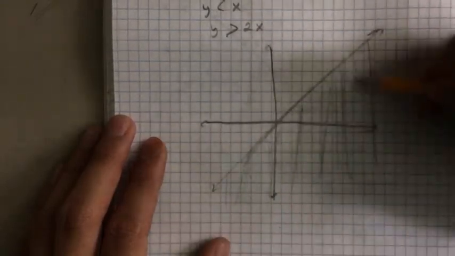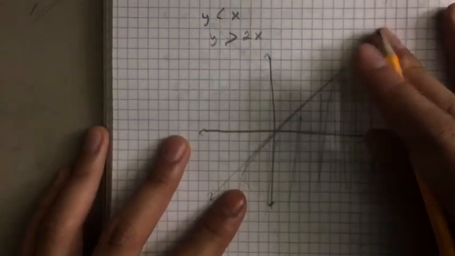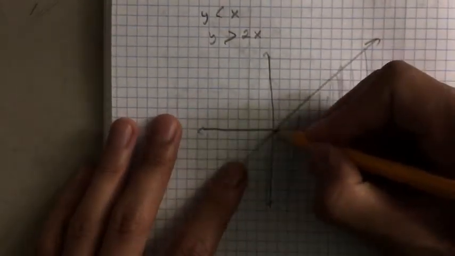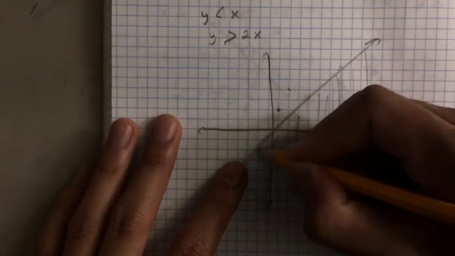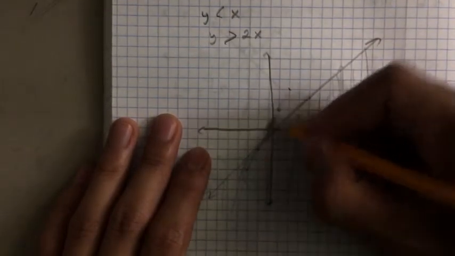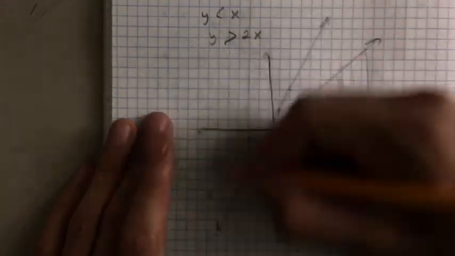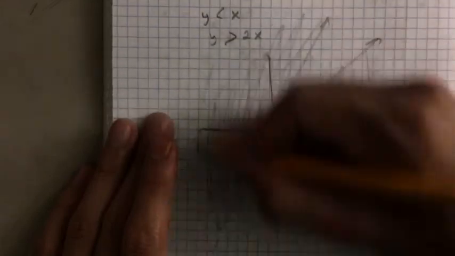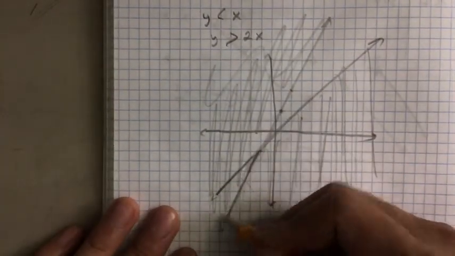It's a poor shading, but you get the idea. And then y is greater than 2x. So that means we're going up here, there, and everywhere. Okay, and there, it's greater than that. So basically everything here. So where do they intersect? Well, they actually intersect in this little section here.